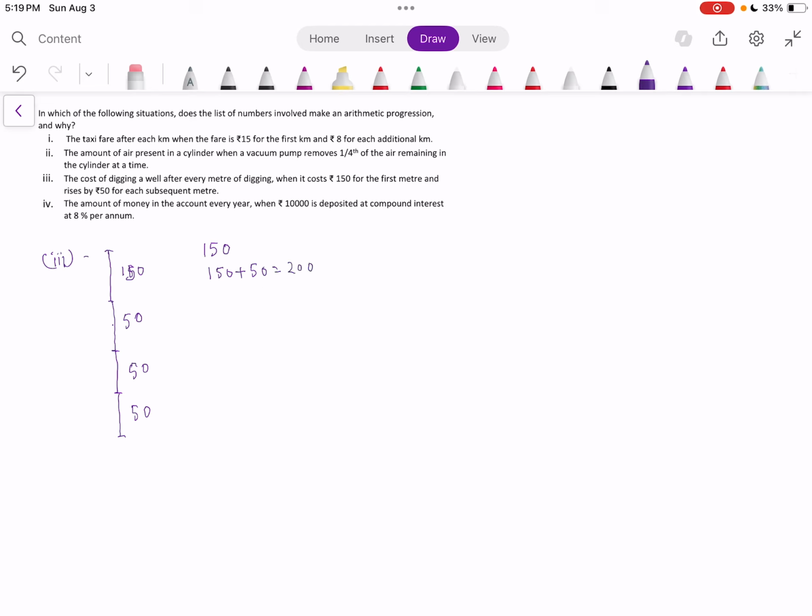If you want to dig 3 meters, then the first meter, the second plus the third, which is going to be 250. Then the fourth meter, so you will pay for the first, then for the second, then for the third, and then for the fourth, which is going to be 300, and so on. You will see it's 350, 400, 450, and so on. So the numbers in this series are 150, 200, 250, and 300, and so on.